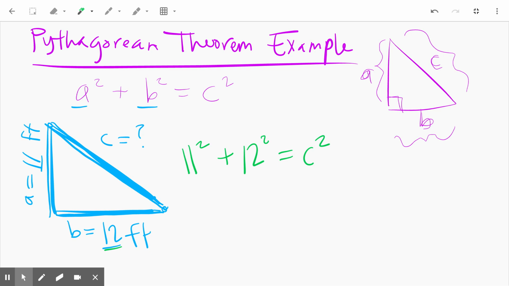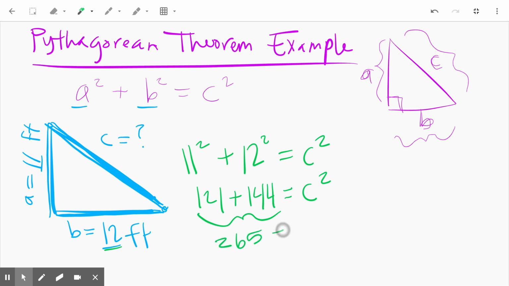Now, following order of operations, first thing I'm going to do is square 11 and 12. So 11 times 11 is going to give us 121. 12 times 12 gives us 144. And that equals C squared. Next, with order of operations, I'm going to combine these like terms. So 121 plus 144, we're going to get 265 equals C squared.